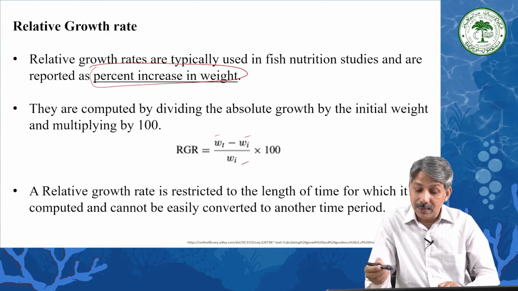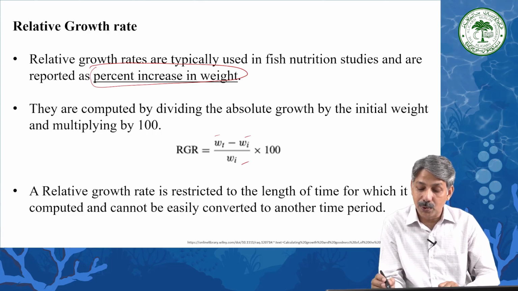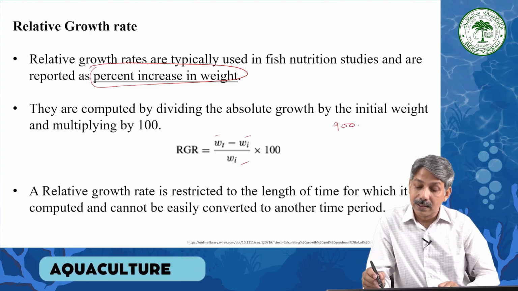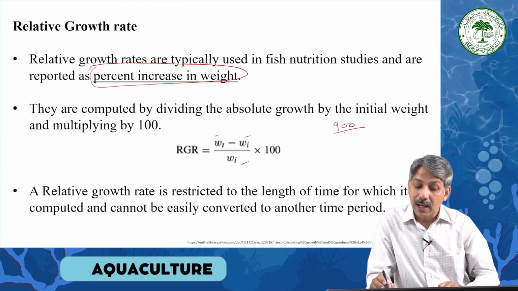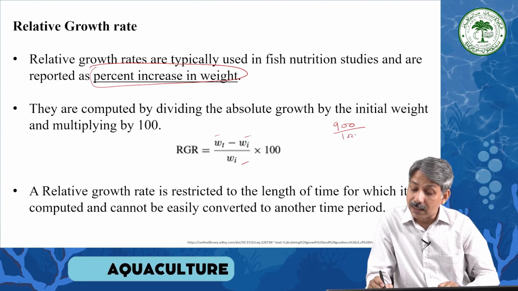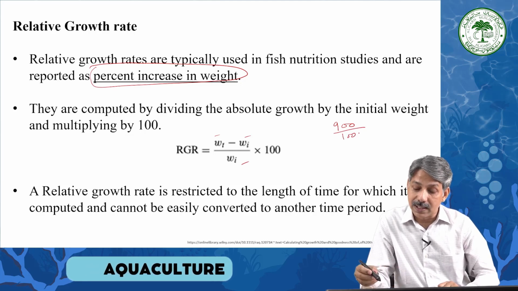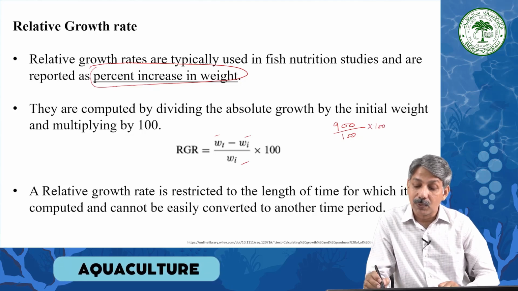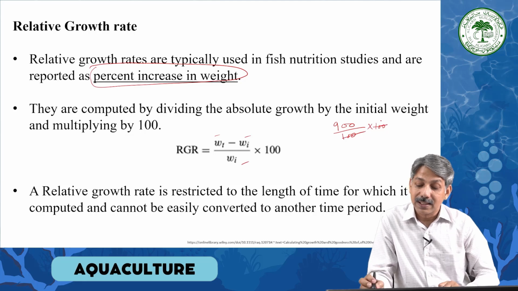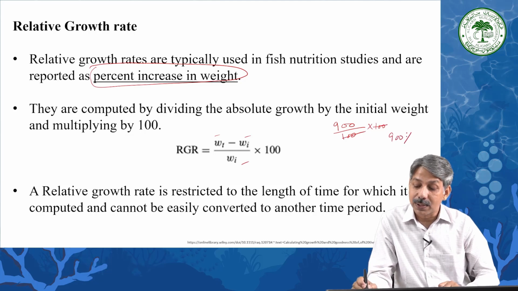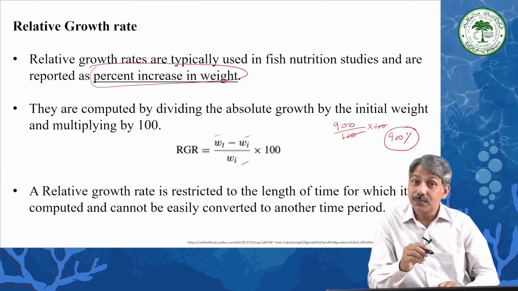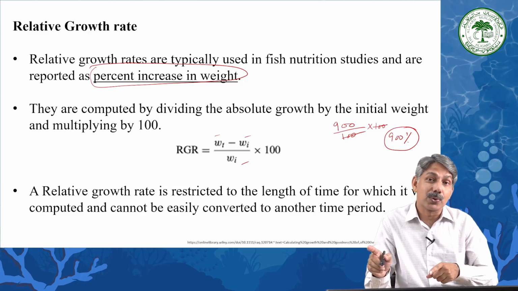So say for example, the earlier example that I showed you, the difference in weight of final and initial weight of the fish was 900 grams, and the initial weight was 100 grams in the earlier slide if you see. If you multiply it by 100, then what will you get? Here you are getting 900% growth when you are expressing this as relative growth rate.